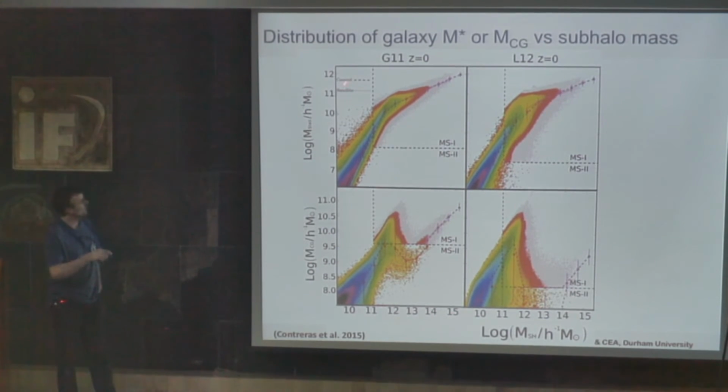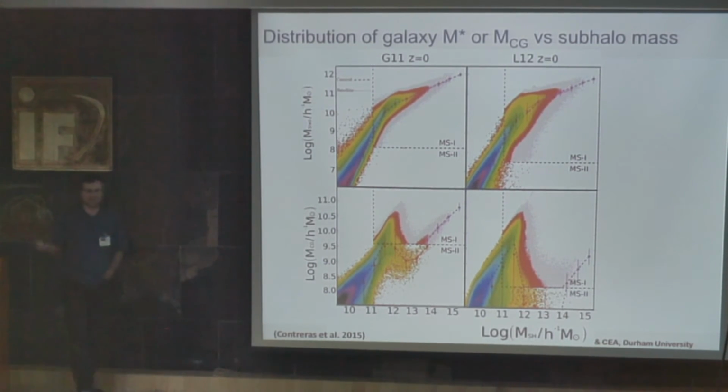The reason for these HODs being different is the distribution of galaxy properties for a given subhalo mass in these models, and these are similar models, not exactly the same as before, the Guo 11 and Lagos 12 models. You can see there's a lot of scatter. I can zoom into this plot to make it easier. This is stellar mass versus subhalo mass, and this is cold gas mass versus subhalo mass. In the stellar mass one, the trend is fairly well behaved, and we have some scatter.